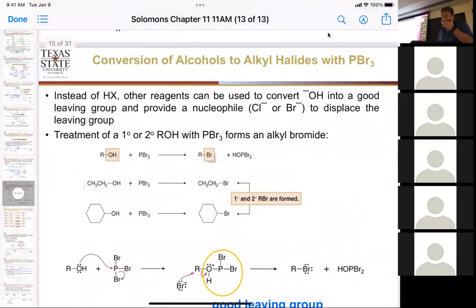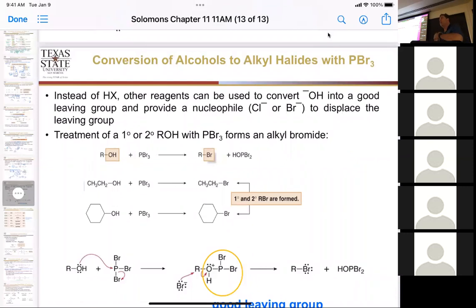But let's say you wanted something else. In fact, thionyl chloride is usually only for chlorines because the bromine and the iodine versions are not very stable, and so they don't really work very well. So we use that only for making the chloride. To get to the bromide or the iodide, we have to use a different reagent. In this case, we're going to use phosphorus tribromide.